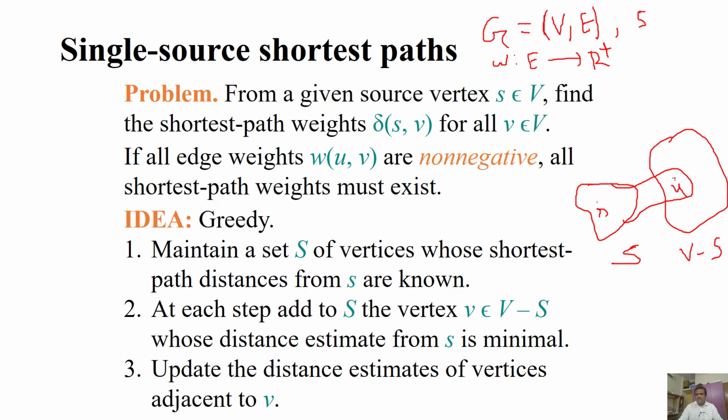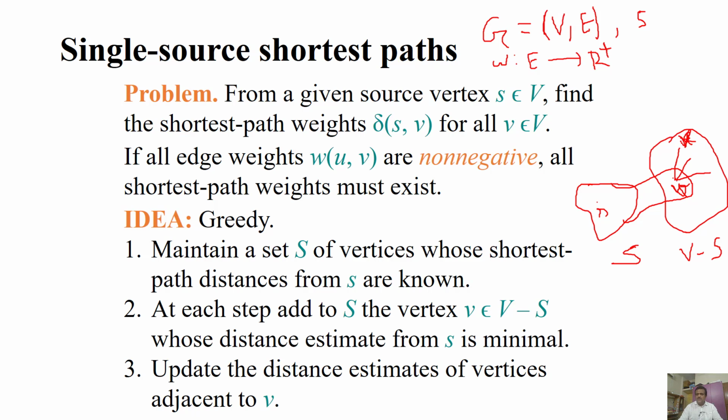Then we consider all the vertices which are adjacent to this vertex u, say this is v, and this is say x vertex. These are all the vertices in the adjacency list of u, which was just added into S, whose distance estimate was minimum.